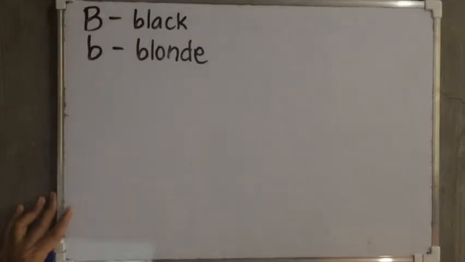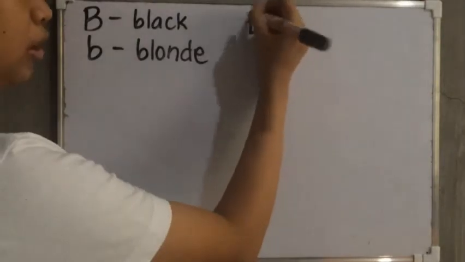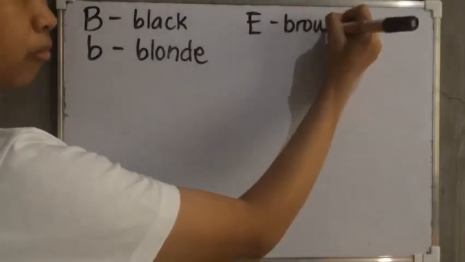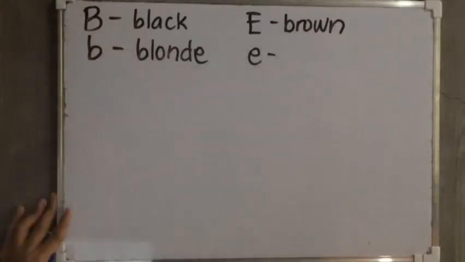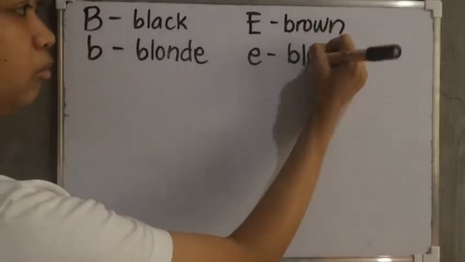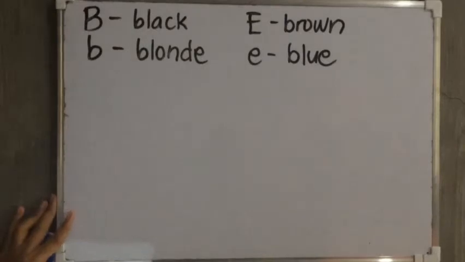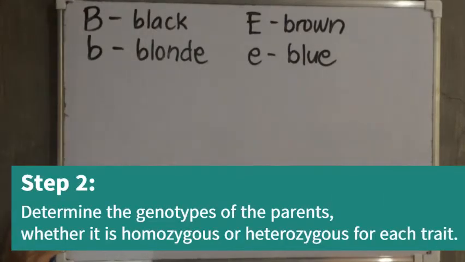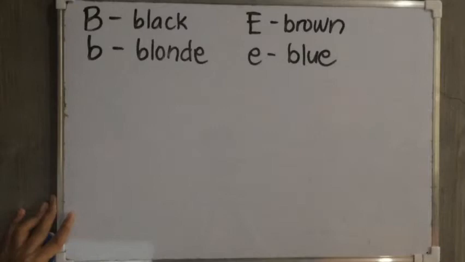The next one is the color of the eyes. Let us use letter E for the color of the eyes. For the brown colored eyes, capital letter E. And small letter E for the blue eyes. Next is step 2, determine the genotypes of the parents, whether it is homozygous or heterozygous for each trait. So the couple are both heterozygous for black hair and brown eyes.